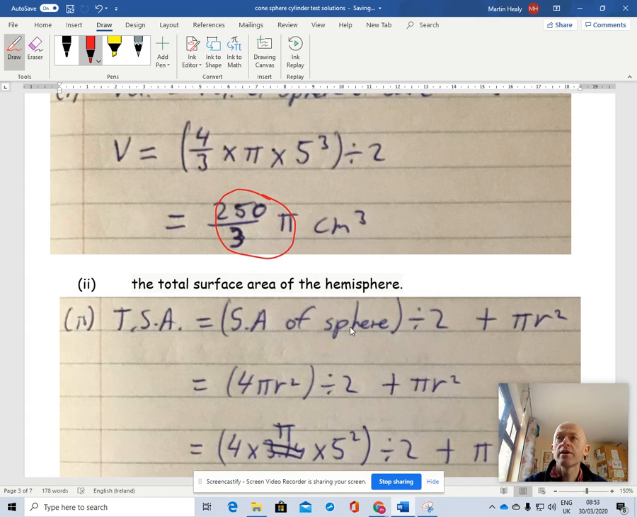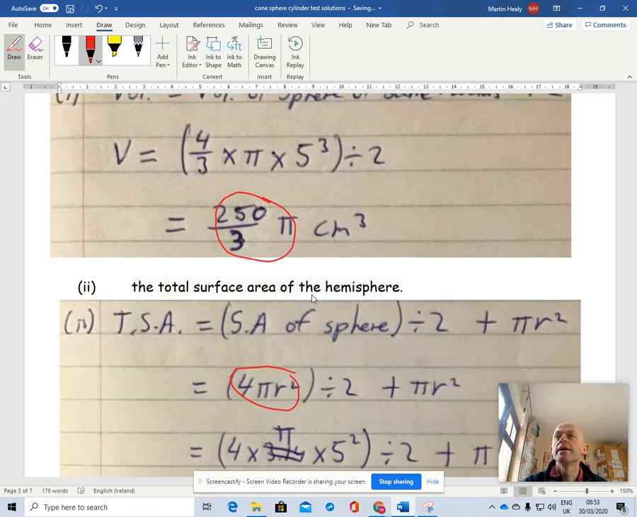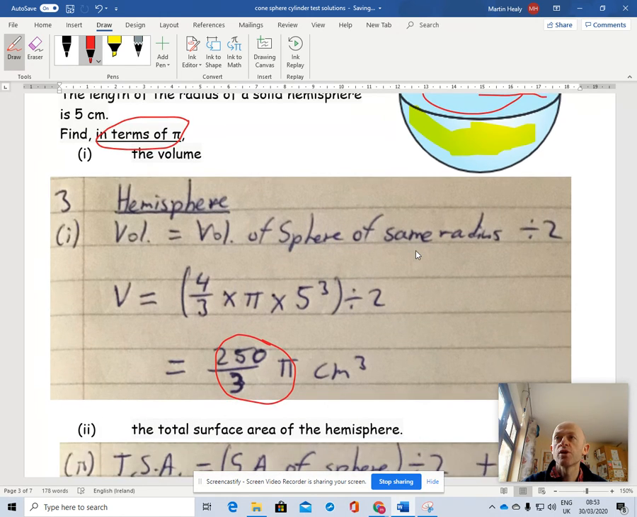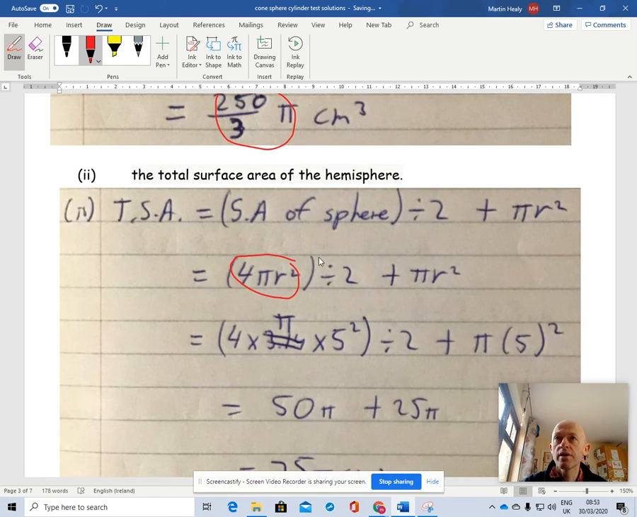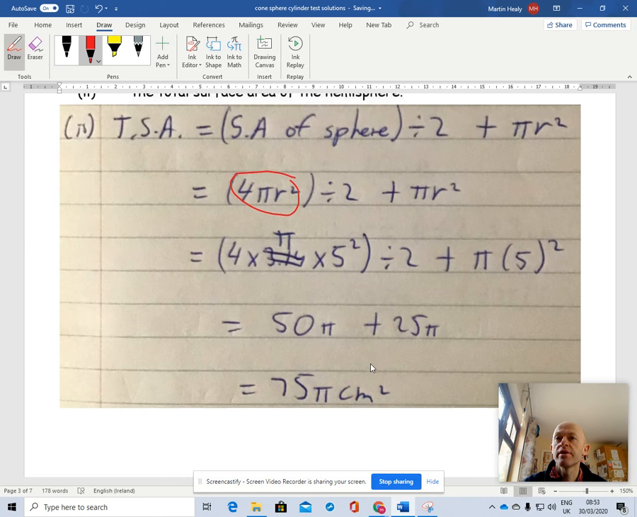And then part 2, you're asked for the total surface area. So again, I get the surface area of a full sphere. That's going to be 4 pi r squared. Divide that by 2. That'll give me the surface area of the curved part of the hemisphere, this bit here. But then I have to add in the thing on top, this guy. So I get 4 pi r squared divided by 2 plus pi r squared, and I end up with 50 pi plus 25 pi is 75 pi.